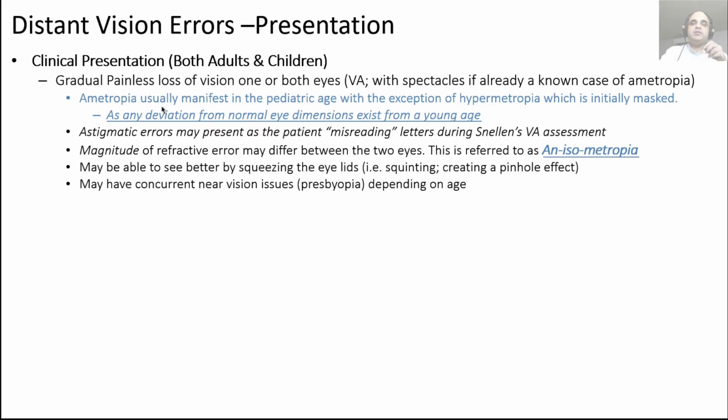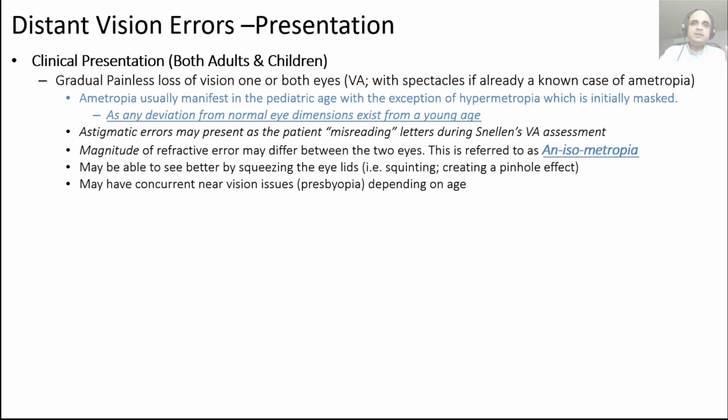Distant refractive errors usually manifest ametropia. Remember, that is what distant refractive errors are. They usually manifest in the pediatric age group, with the possible exception of hypermetropia, which is initially masked. The reason that this happens is because, remember, you have myopia or hypermetropia or even astigmatism because the curvature, power, and the length are not what they're supposed to be.